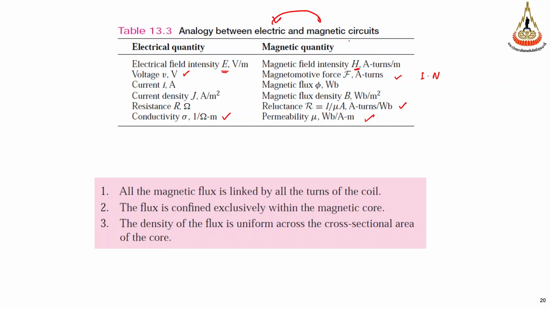These are similar values. So the force to drive the flux in a magnetic circuit comes from current and the number of turns. We can generate flux by this method.